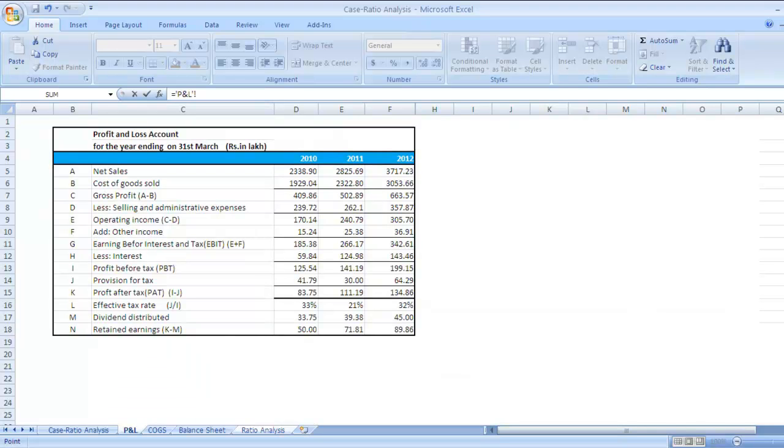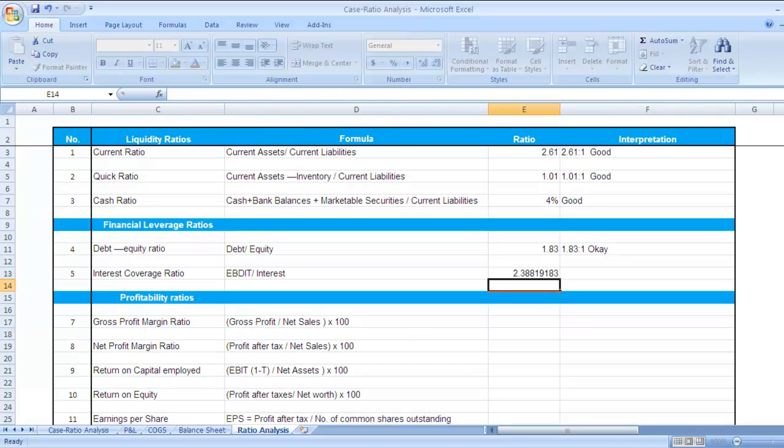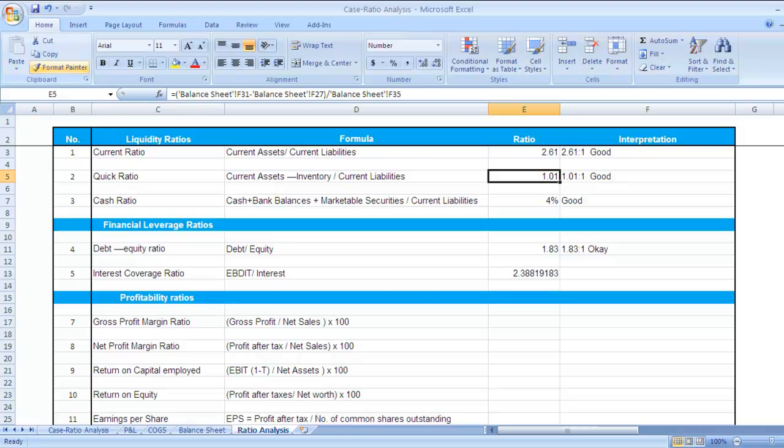EBIT, that is earnings before interest and tax, 342.61 divided by interest. So here interest figure is 142.46, and now press enter. So 2.39 times or 2.4 times.